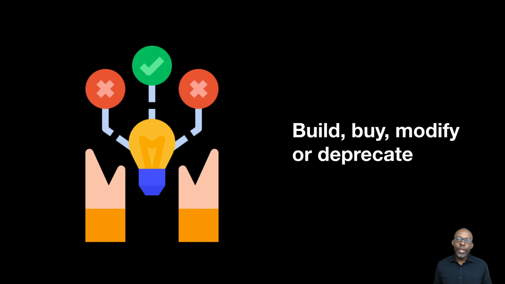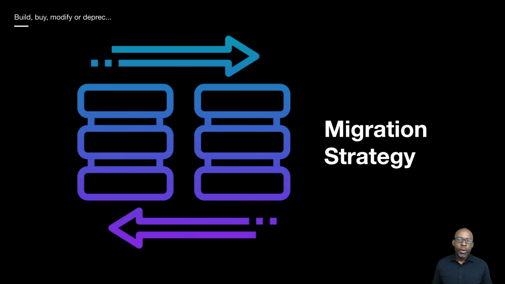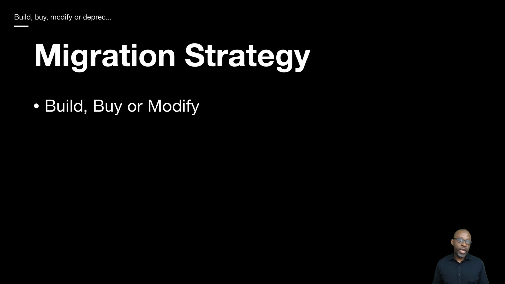In this section, we're going to explore some of the options that are available to us as we embark on a journey towards cloud adoption. We're going to start off by reflecting on some of the migration strategy options. And one of the options that we can consider is whether we build afresh or whether we buy, or if we have an existing application, one of the options would be to modify the existing application so it can run on the cloud. So these are decisions that we need to make.